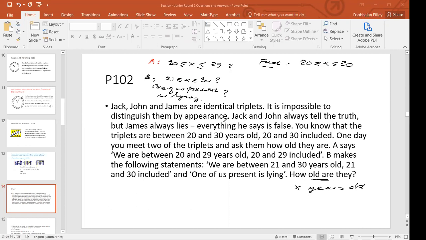No hand. Okay, B is definitely telling the truth, because if he was lying, that means his statement, "one of us present is lying," would be false. But then it can't be false, because he would be lying. Wait a minute. So it has to be the truth. So B is telling the truth because he says one of us present is lying. If he was lying, that statement would be false, which can't be, so that statement has to be true.